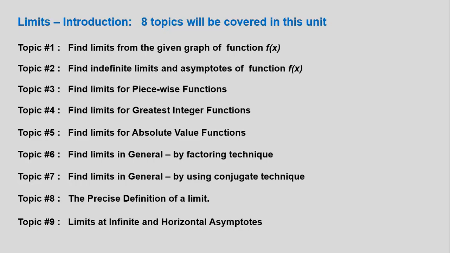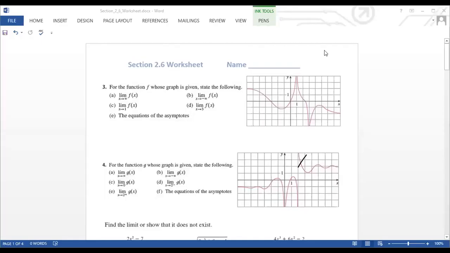If you refresh your memory, in this unit we have covered the previous 8 topics. Right now we're doing topic number 9, limits at infinity and the horizontal asymptote. Okay, let's go to our worksheets and start here.